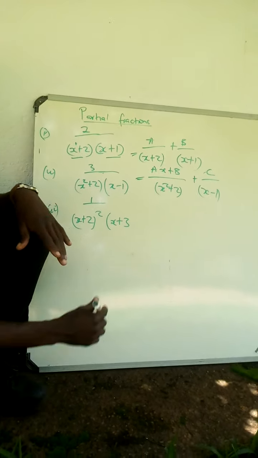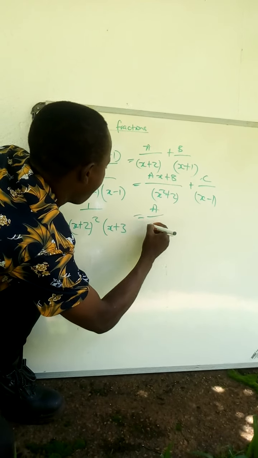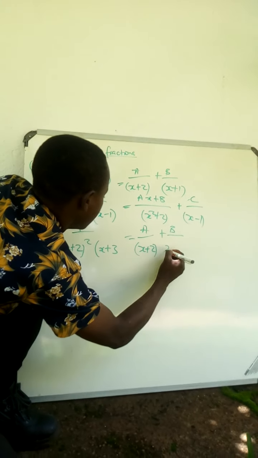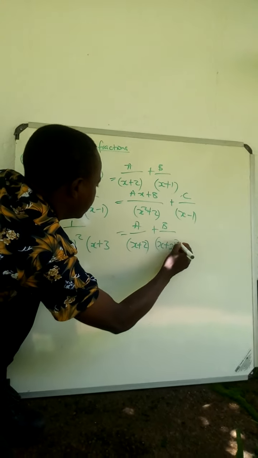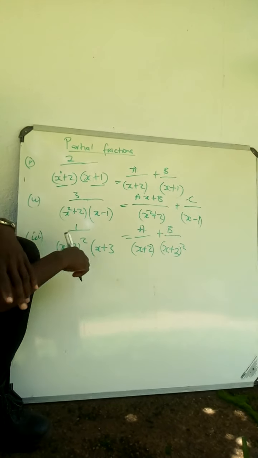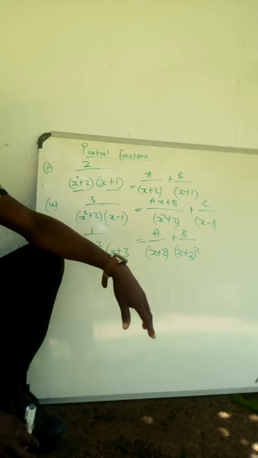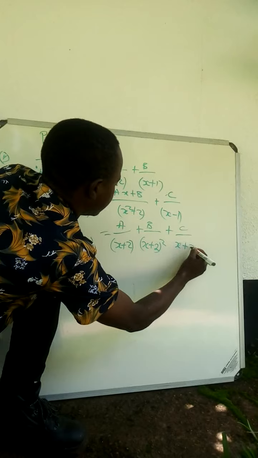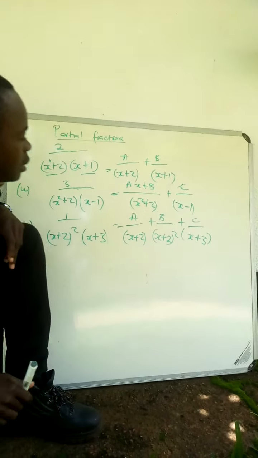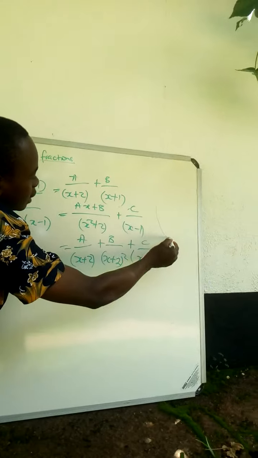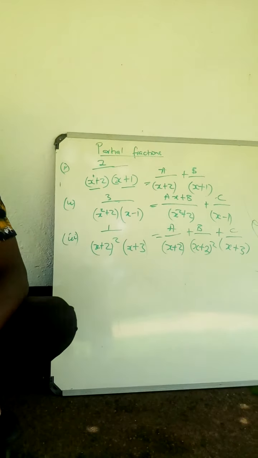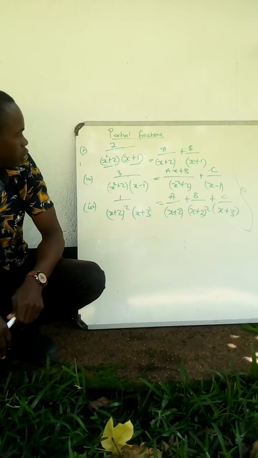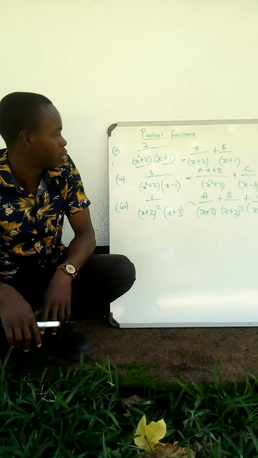In this case, we are going to say A over x plus 2 plus B over (x plus 2) squared. So this one is here to counteract this (x plus 2) squared. Then finally, we are going to say plus C over x plus 3. So we've got these three kinds of form of partial fraction. You need to apply these three formulas to be able to split these fractions into single fractions.